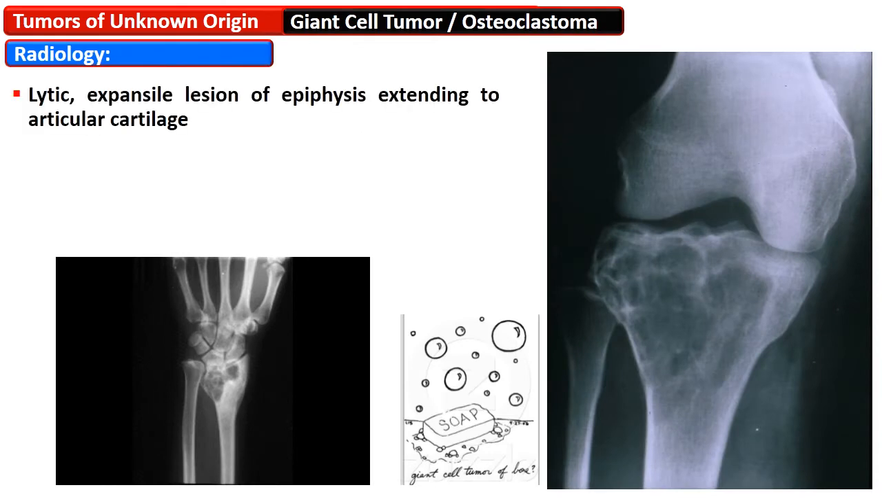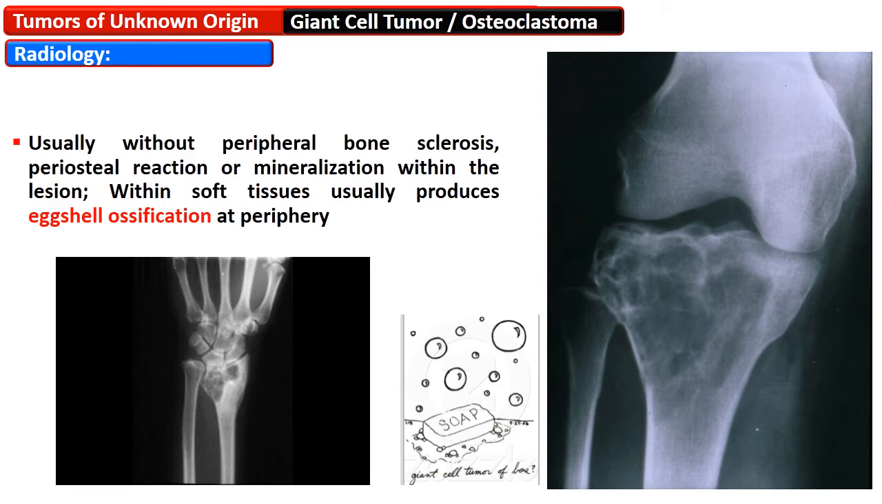The giant cell tumor is a lytic expansile lesion of the epiphysis extending to the articular cartilage, and there is no matrix formation. These lesions tend to be surrounded by a thin bony shell that is termed eggshell ossification. Often these lesions are multiloculated, and hence radiologically they present with a soap bubble appearance, representing endosteal resorption of the bone.